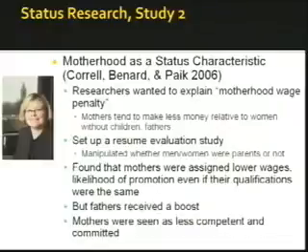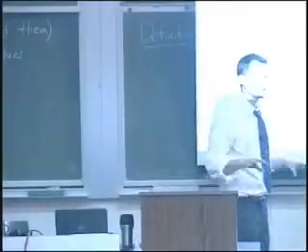And what they found was that mothers tended to be assigned lower wages and a lower likelihood of promotion, even when their qualifications were established to be identical to the non-mothers and the fathers.